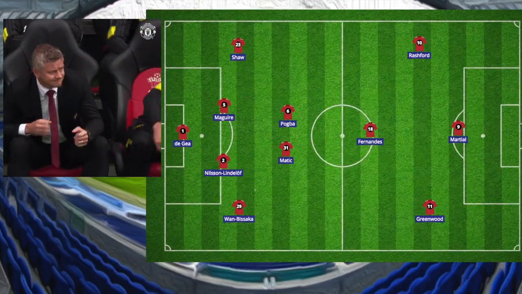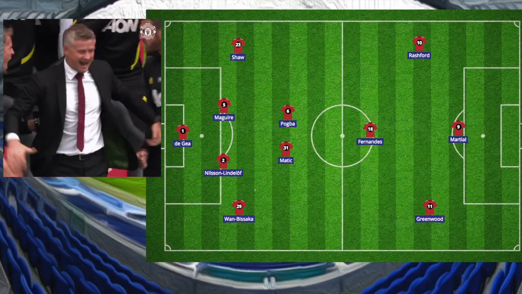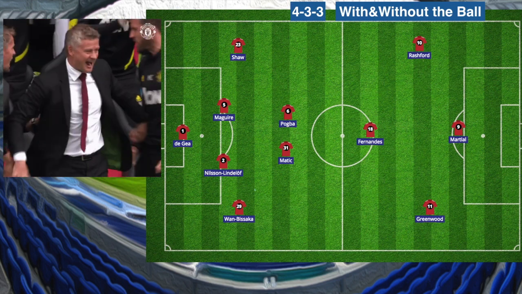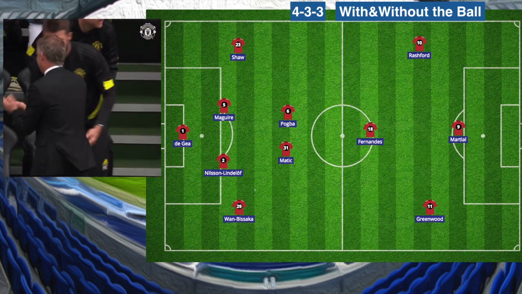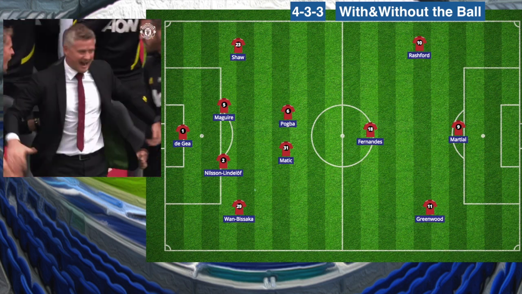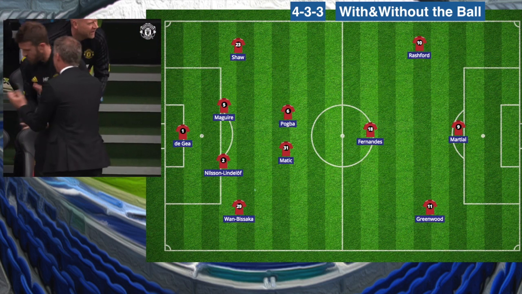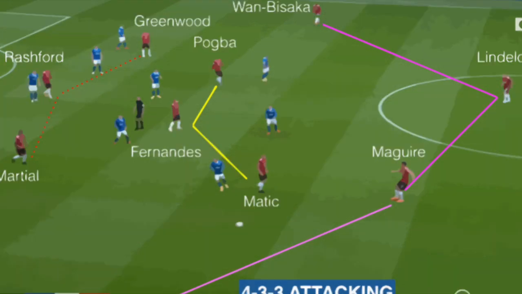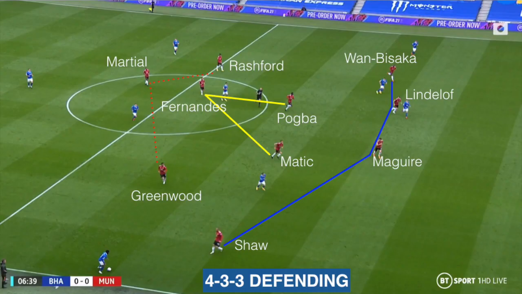Manchester United lined up in a 4-3-3 formation, and they did this with or without the ball, and this was a double pivot with Pogba and Matic in midfield, as well as Martial, Greenwood and Rashford up front. Let's have a look at a few of the receipts. In this first photo, you can see Manchester United on the attack and they're playing that 4-3-3 formation. And in the second, well, you can see them on the defensive and the formation doesn't change.